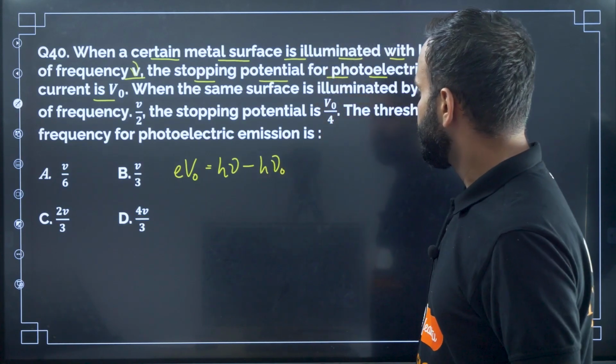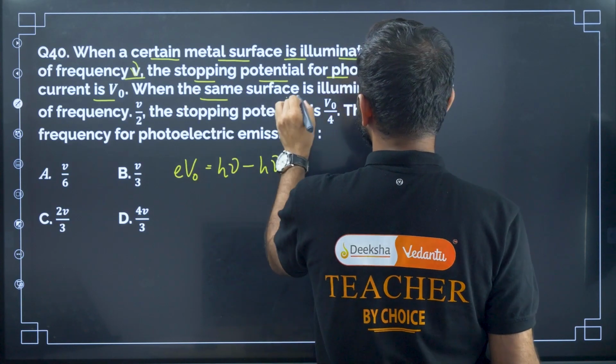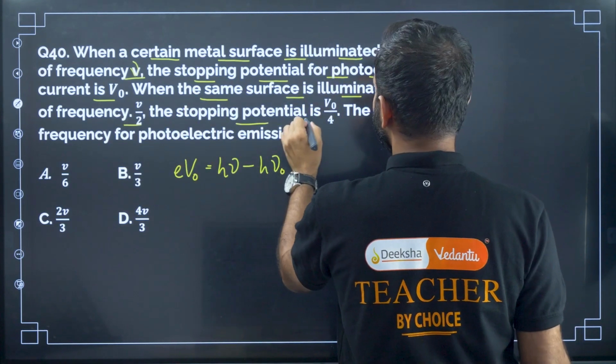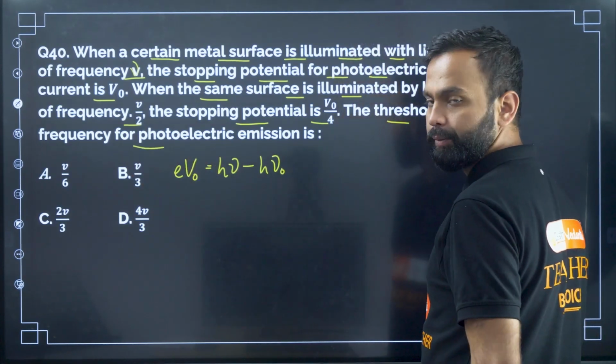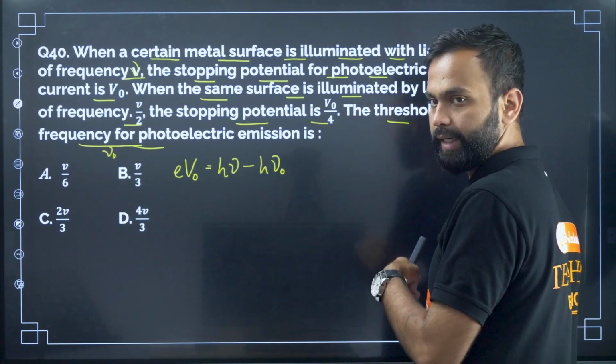Nu naught is the threshold frequency. When the same surface is illuminated by light of frequency nu by 2, the stopping potential is V naught by 4. We need to find the threshold frequency for the photoelectric emission, that is nu naught, right?